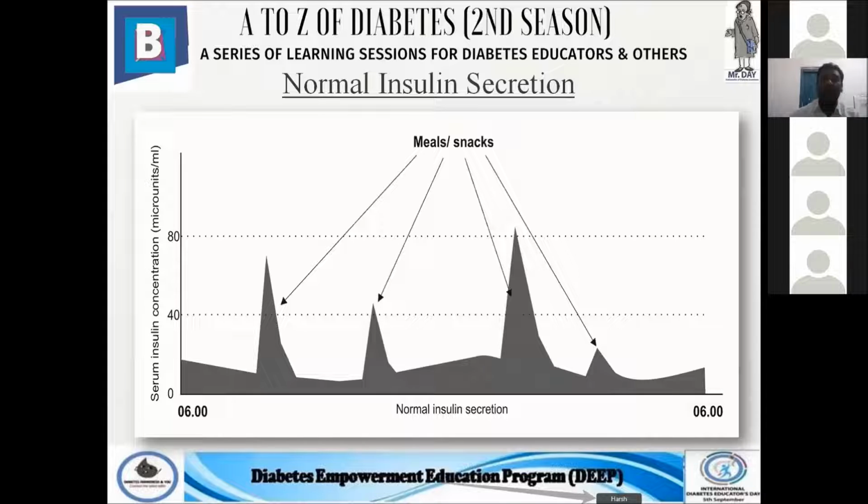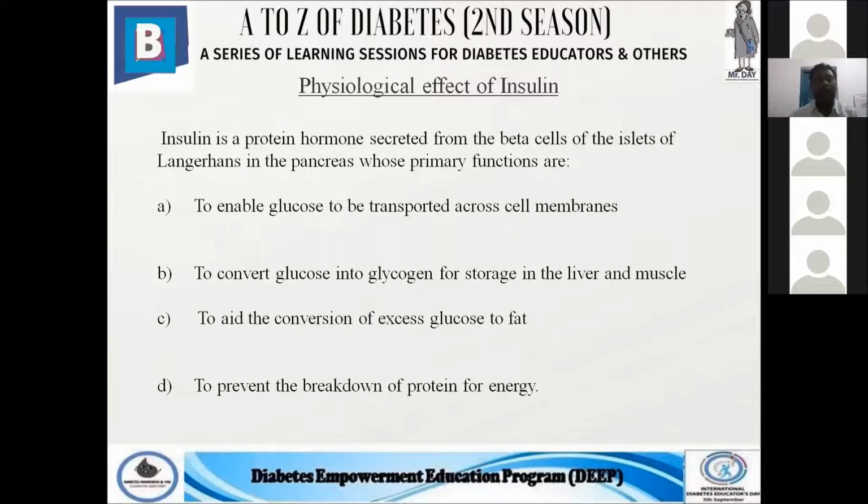And the peak represents the prandial insulin surge, which happens after every meal. The stored insulin in the form of granules gets secreted in bulk whenever we take a meal. So our normal body has two types of insulin secretion: one is the basal insulin secretion, and the other is the prandial or bolus insulin secretion in response to a large carbohydrate meal. So having said this, the physiological effect of insulin.